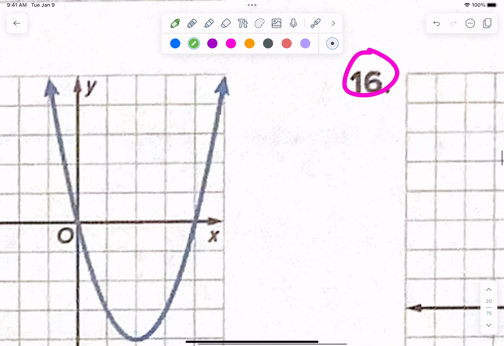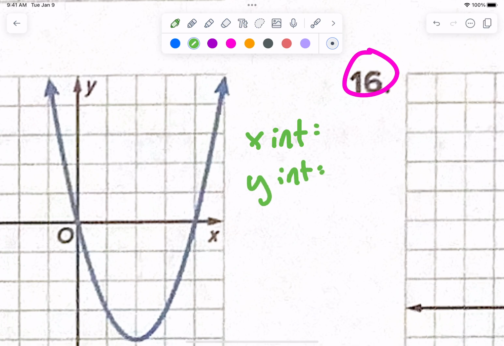Okay. Tell me on 15 where the x-intercepts are and the y-intercepts are. The y-intercept is the origin. And one of the x-intercepts is also the origin. Zero. Okay, so write them down. Write down the x-intercept and the y-intercept. The x-intercepts, y-intercepts, that type of thing. There you go. Write those guys down.